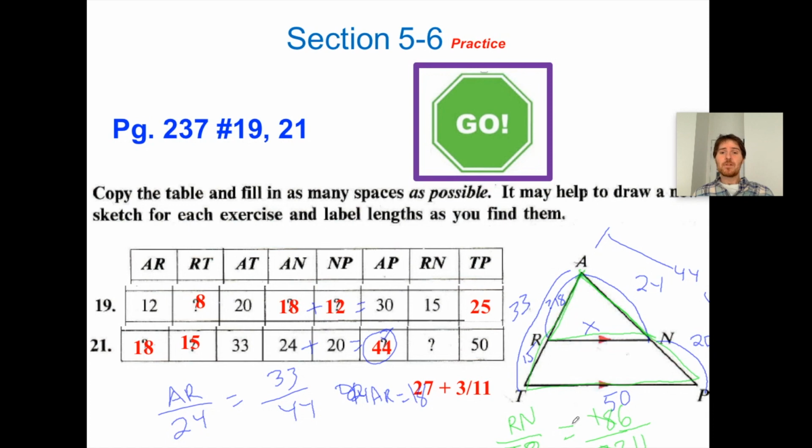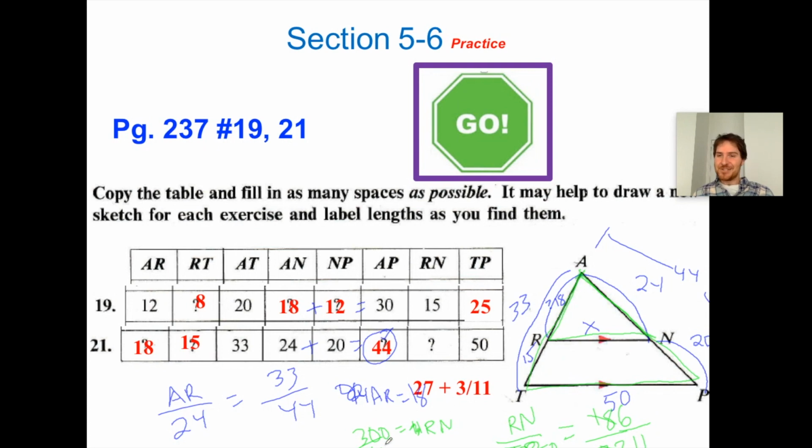Cross multiply. I already have TP. TP is 50. Cross multiply here. 6 times 50 is 300, and 11 times RN would be on the other side. Divide both sides by 11. Oh man, it gets messy. RN equals 300 over 11, and that's going to simplify to 27 and 3/11ths here.